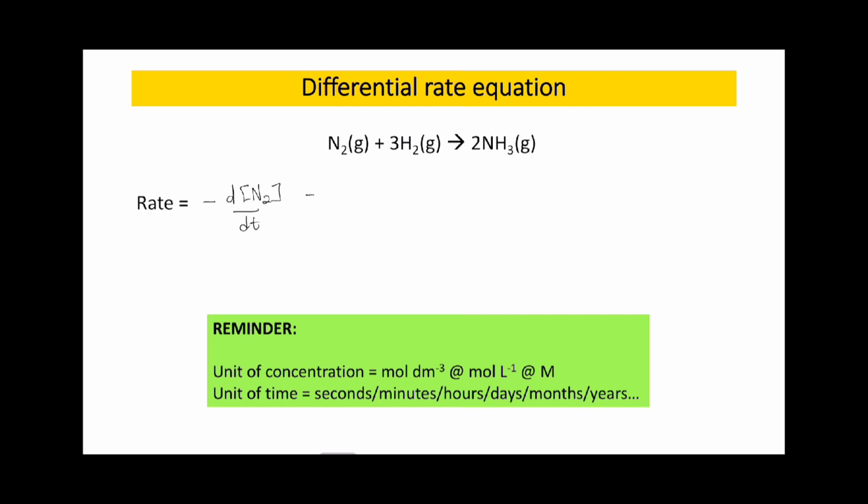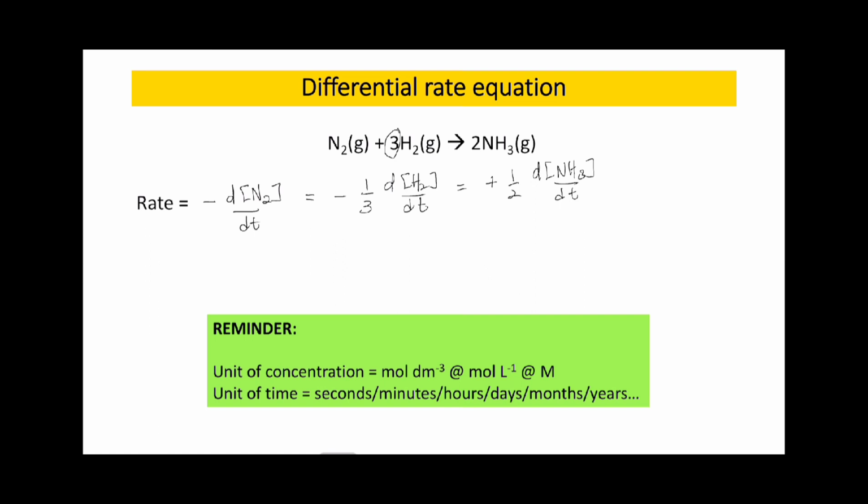And it is also equal to minus 1 over 3 d H2 over dt. The reason why we write minus is because hydrogen gas is the reactant, and 1 over 3 is because the stoichiometric coefficient is 3. It is also equal to positive 1 over 2 d NH3 over dt. We write positive because ammonia is the product. So this is the differential rate equation.